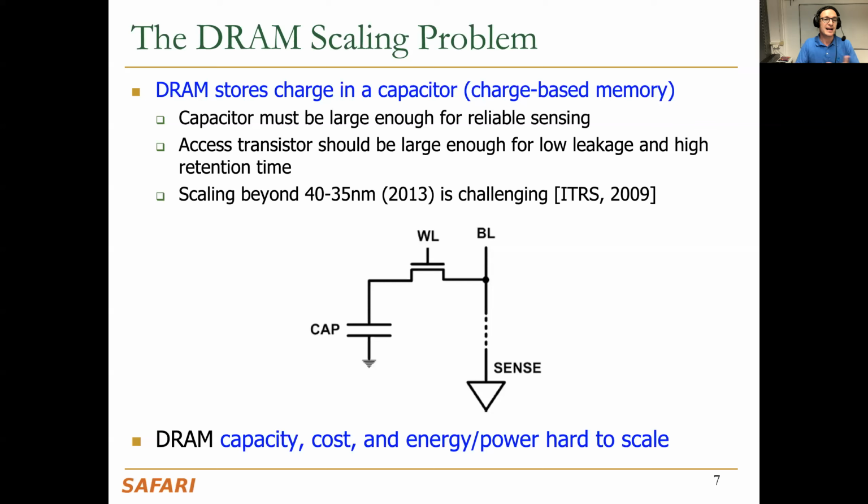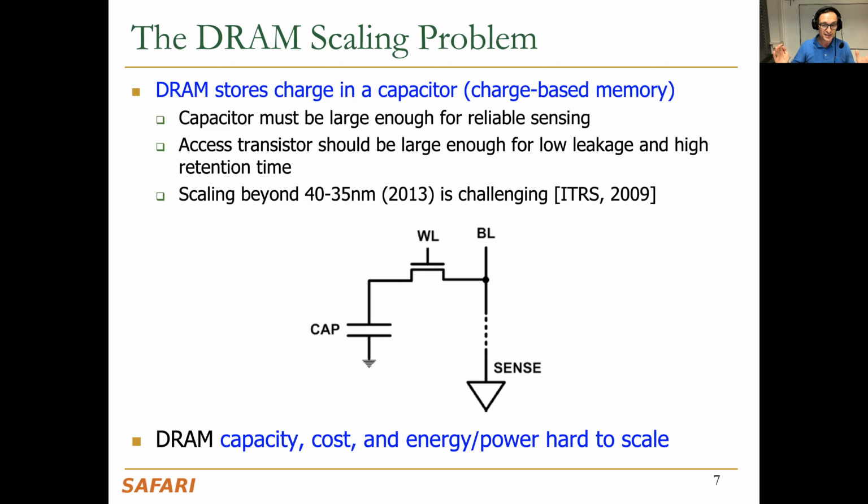But basically, DRAM is a very common memory technology, clearly. It's used in almost all computing devices. It stores charge in a capacitor, it's charge-based memory. For it to operate correctly, the capacitor must be large enough for reliable sensing, and the access transistor must be large enough for low leakage and high retention time.